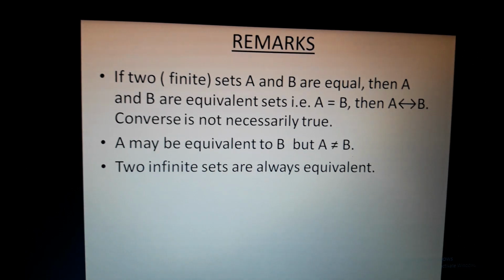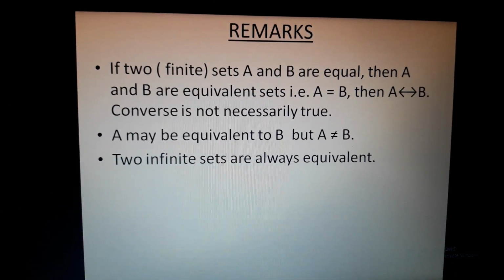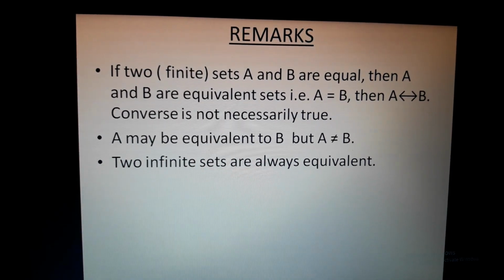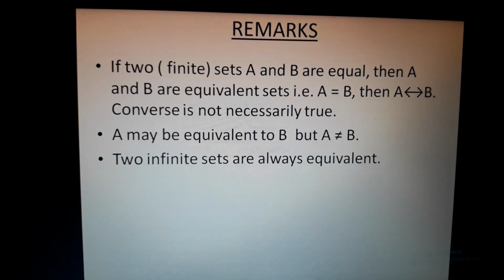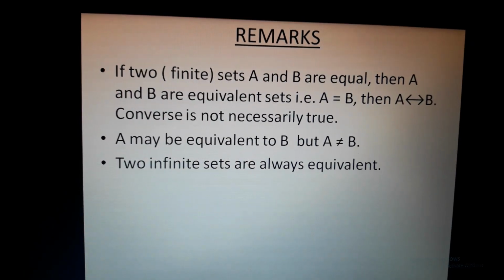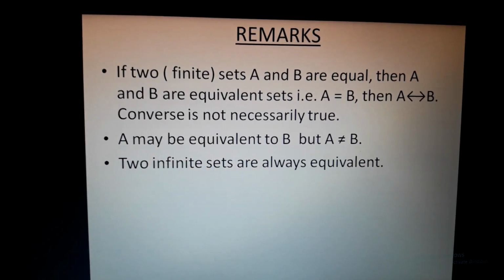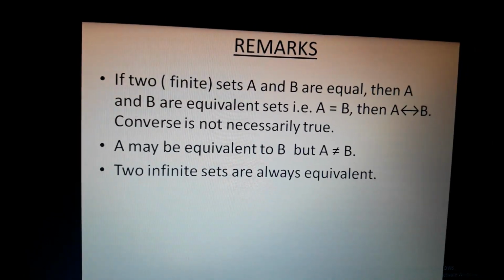Important points to note here are: if two finite sets A and B are equal, then A and B are equivalent, that is A = B implies A ~ B. But the converse is not necessarily true. That means if two sets are equivalent, they may or may not be equal. Again, two infinite sets are not always equivalent.